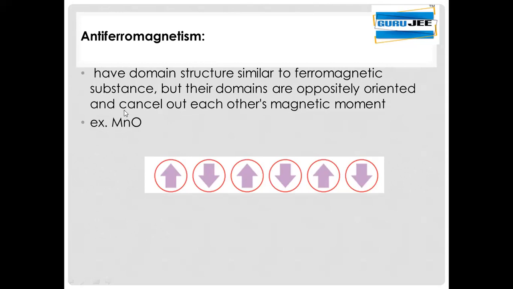And also the example for antiferromagnetic. Okay, good evening, Gopika. Here we are discussing the magnetic properties of substances. Yes, ma'am. This is our fourth substance, antiferromagnetism.